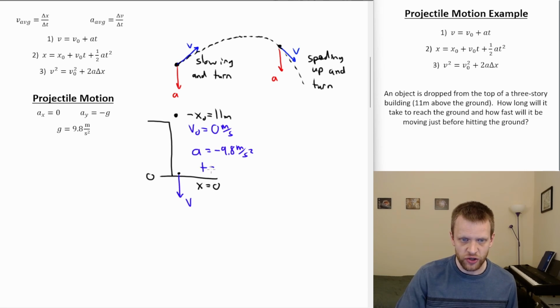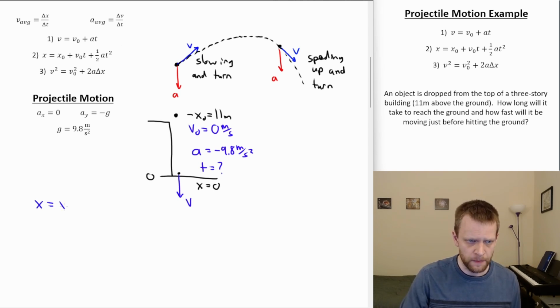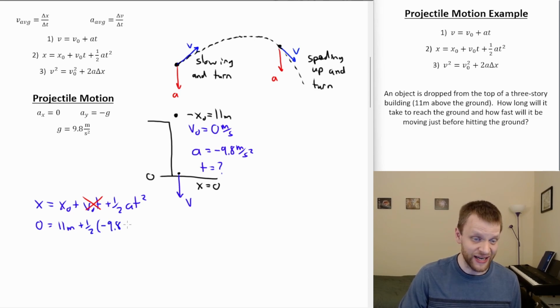So let's try to solve for that time first. Well, we know initial position, we know final position, we know initial velocity, we know acceleration, and we're trying to find time. So let's look at equation number 2. So we said our final position is 0, our initial position is 11 meters, our initial velocity is, again, 0, so this whole term goes away, and our acceleration is the acceleration due to gravity of negative 9.8 meters per second squared, and we want to solve for the time.